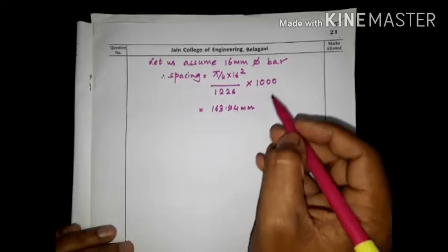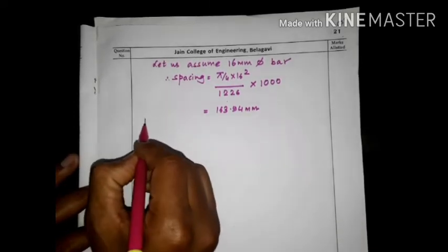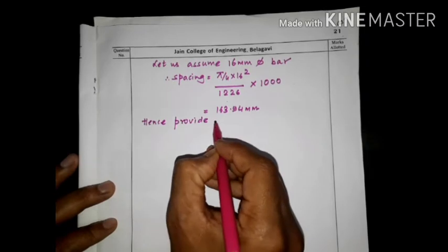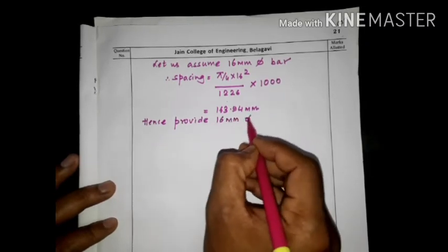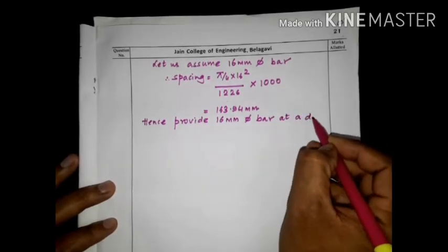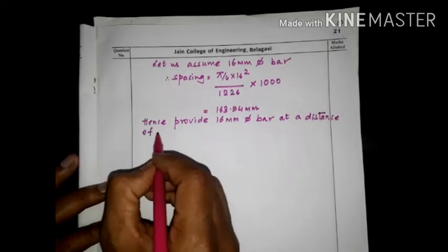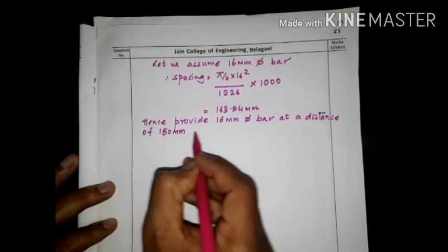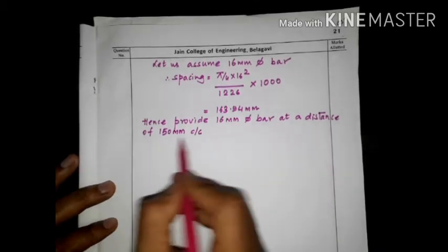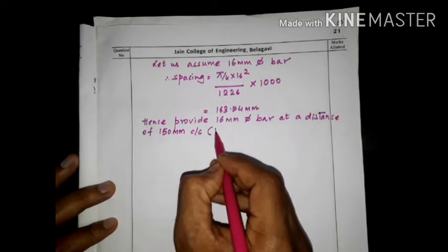Okay. So I will write here. Hence provide 16 mm dia bar at a distance of 150 mm center to center, in bracket vertical.